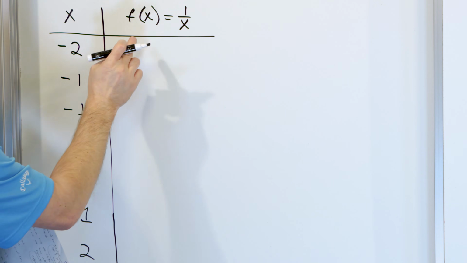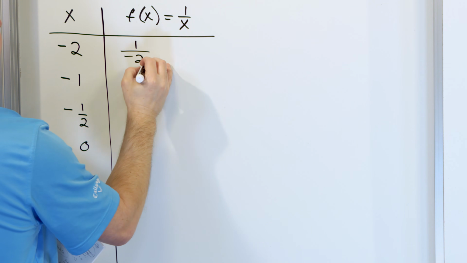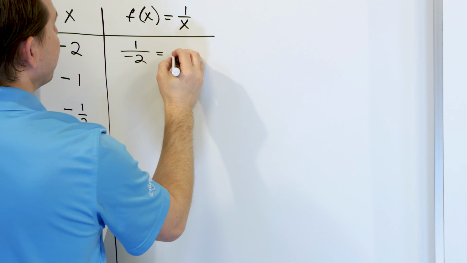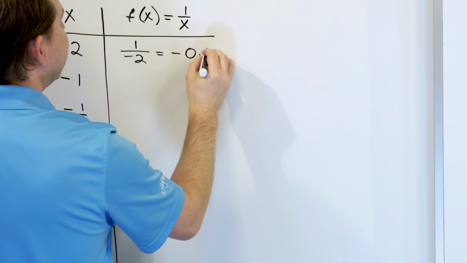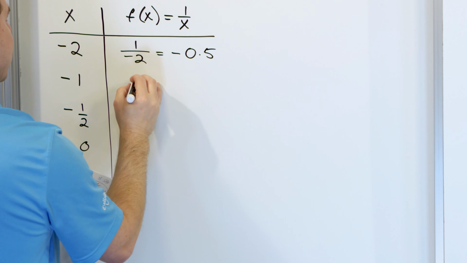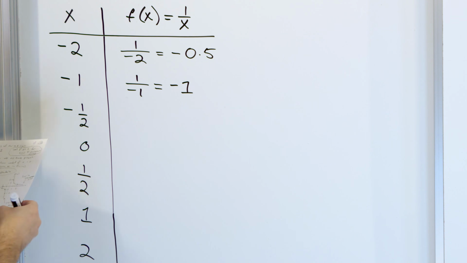So what do I do with -2? I say, well, over here, I'm going to plug it in here. So I'm going to have 1 over -2, which is -1/2, but I'm going to write it as a decimal, which is going to allow me to plot it a little bit easier, -0.5. -1, I'm going to stick it in here. It'll be 1 over -1. When you divide that, you're just going to get -1.